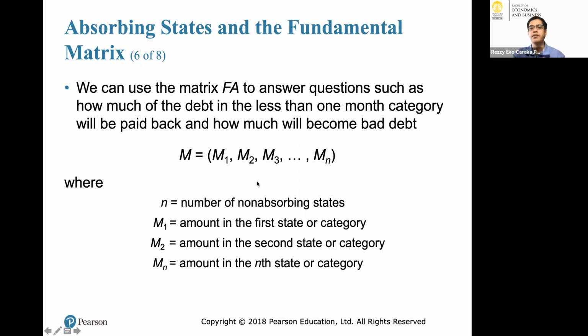And by using that information, remember, because we have the full state space here, we can use the matrix FA to answer questions such as how much of the debt in the less than 1 month category will be paid back and how much will become bad debt. So we have 4 conditions here. If you have more than 4 conditions, you can put the M and N here, where MN refers to the amount in each state or category in our state space.